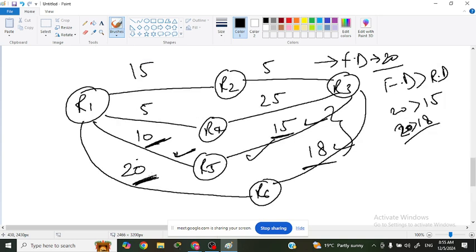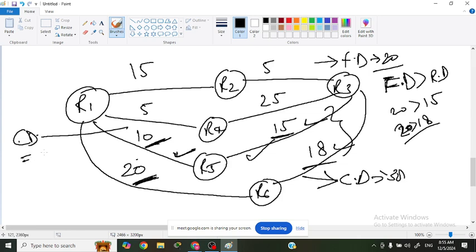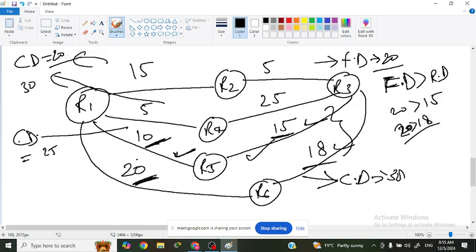Sir, there is one condition, no, sir. FD should be greater than RD. Yes, it's mandatory. FD should be greater than RD. For this path, the FD will be 38. For this path, it will be 25. This path will be 30, and this path will be 20. Okay, so this condition is mandatory: FD is greater than RD. Is it clear? Yes, sir.